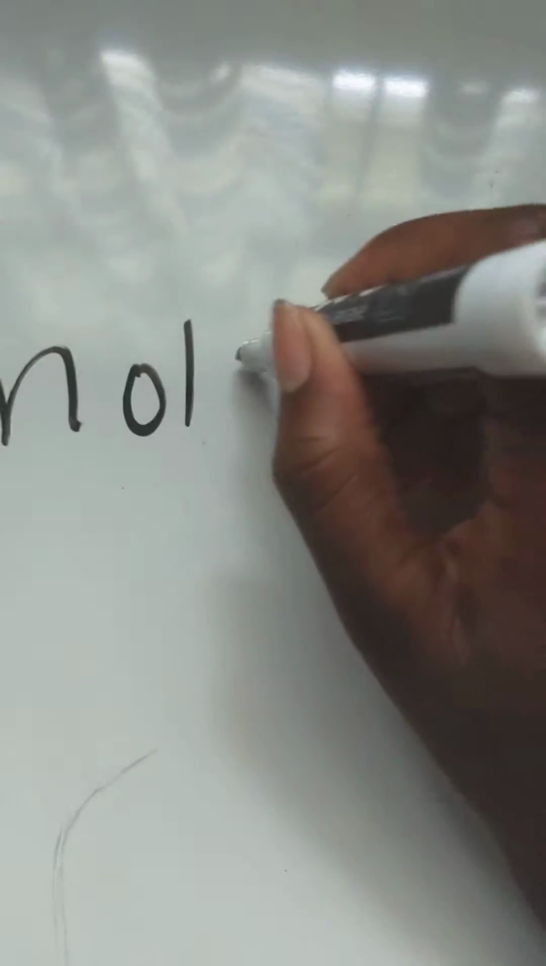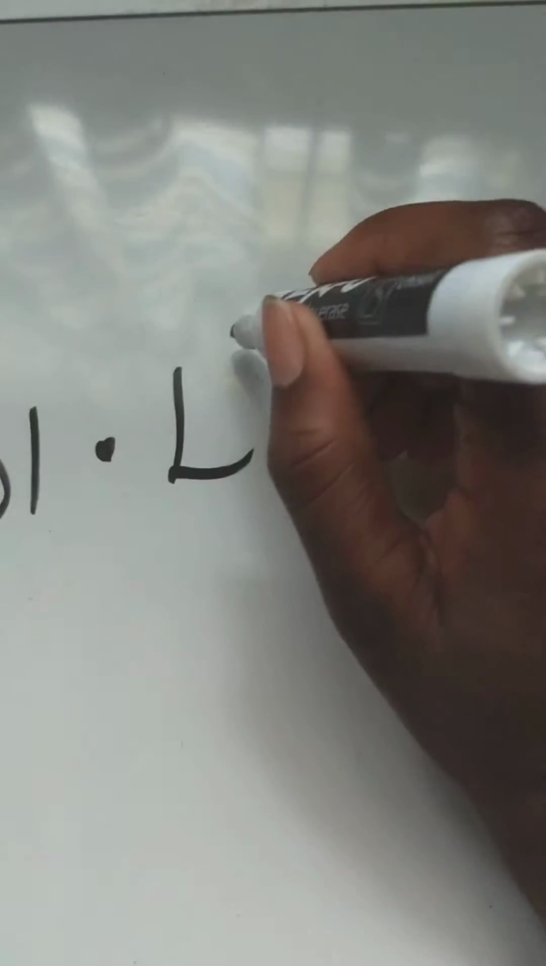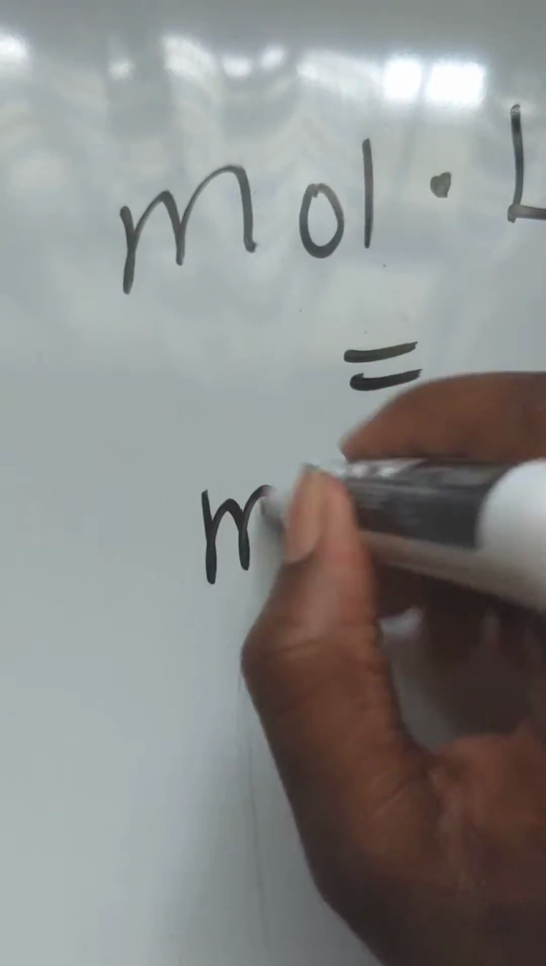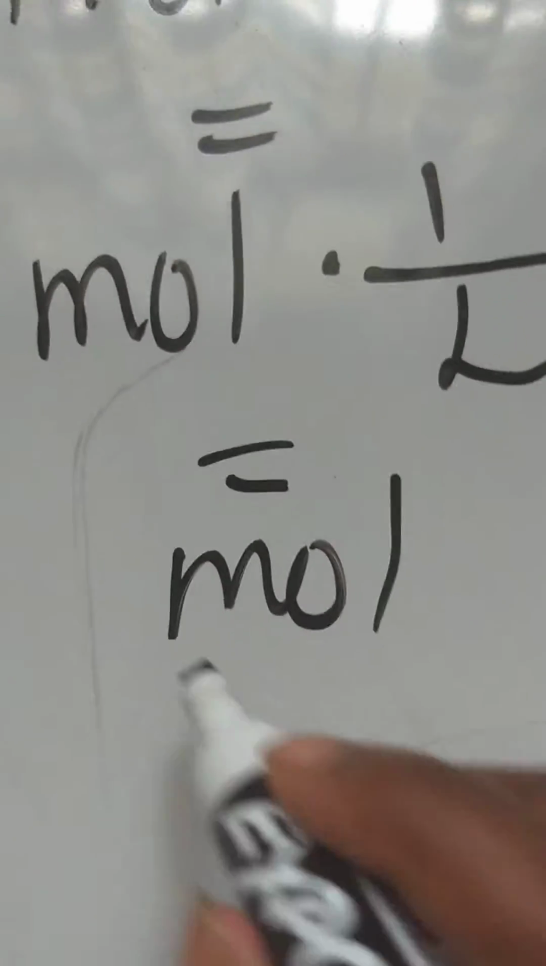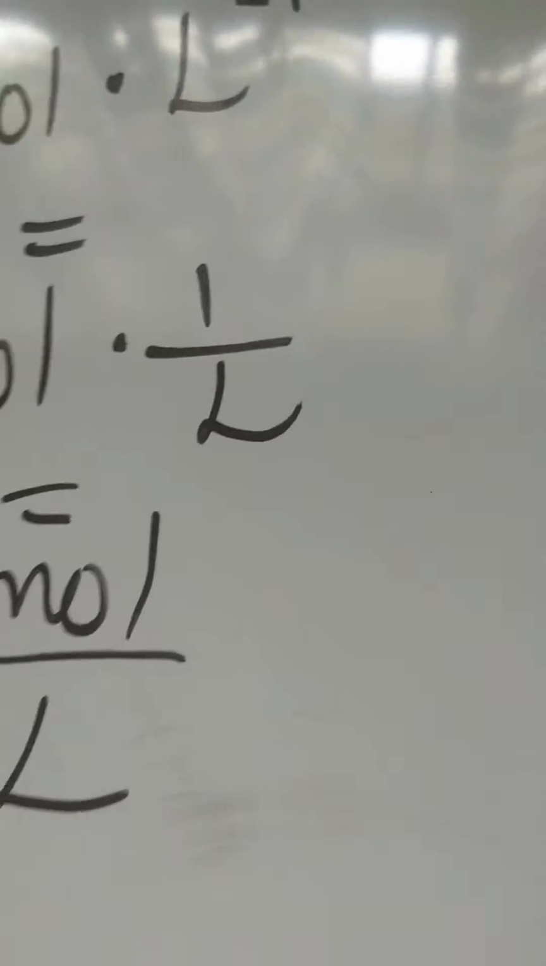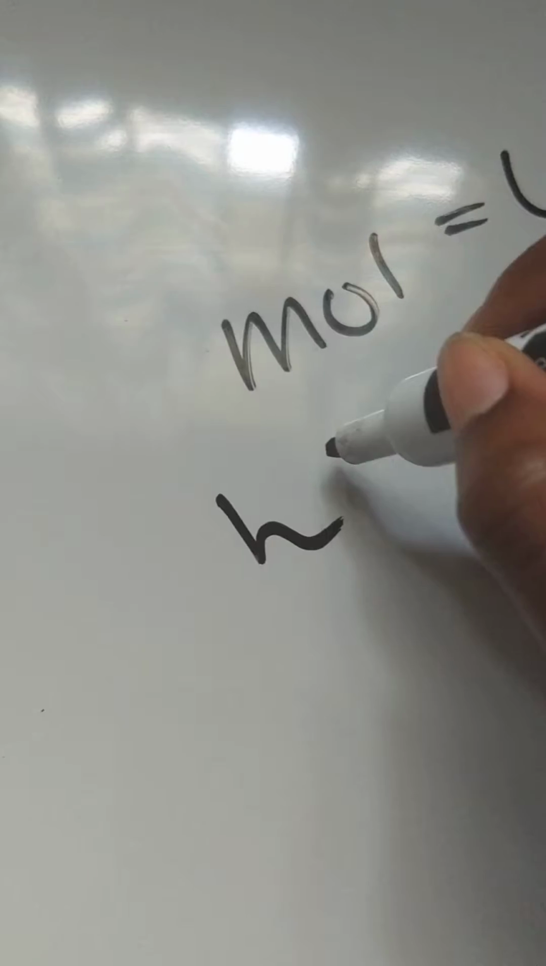Okay, before we start, I want to explain something to you. Moles times liters to the negative 1 is moles times 1 over liters, which is equal to moles over liters. So to prove this, we'll say that moles equals 6 and liters equal 3.